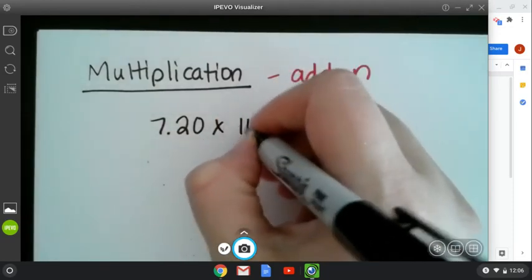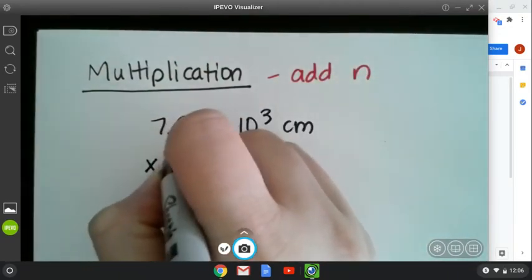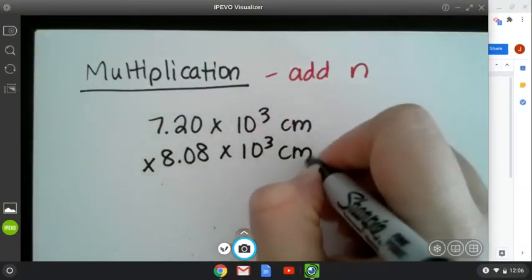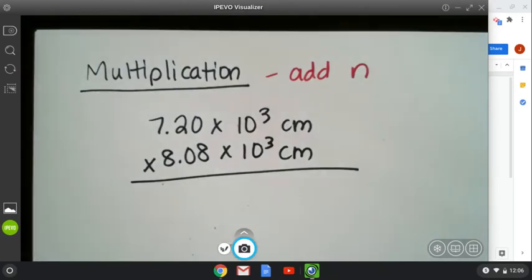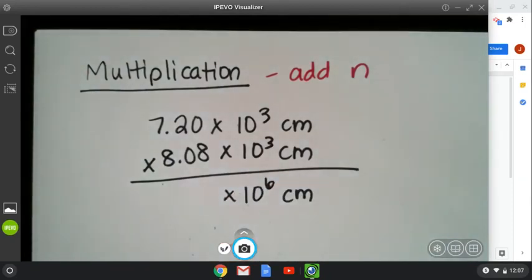7.20 times 10 to the 3rd centimeters times 8.08 times 10 to the 3rd centimeters. So I'm going to bring down my units. I'm going to add my exponents, which means I'll have 10 to the 6th. Okay. And I'm going to multiply those numbers together.